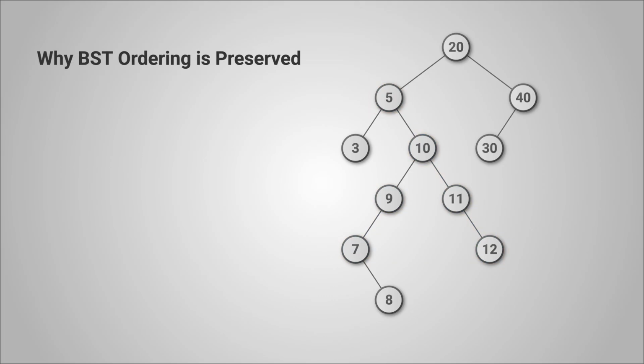So why does this work? According to the property of binary search trees, any node in the right subtree is greater than the node itself, which is greater than any node in the left subtree. So the smallest element in the right subtree is still larger than any nodes in the left subtree, while being smaller than the rest of the nodes in the right subtree. So the ordering property still holds.